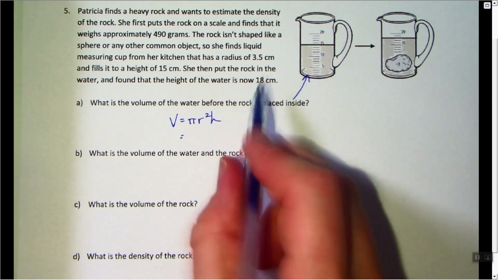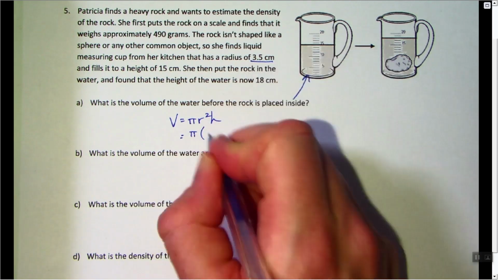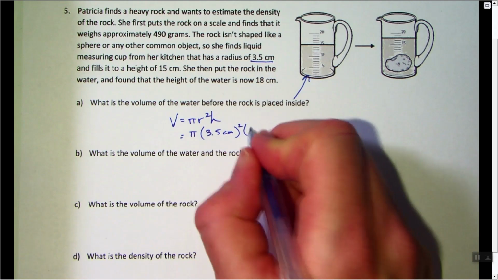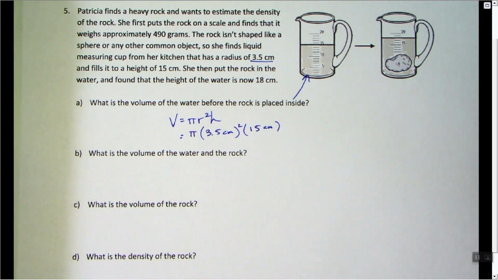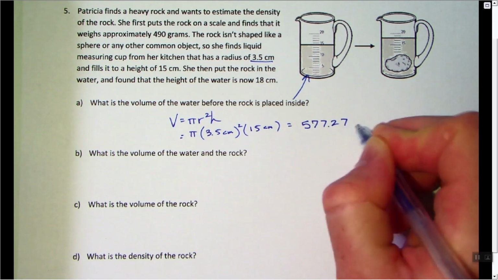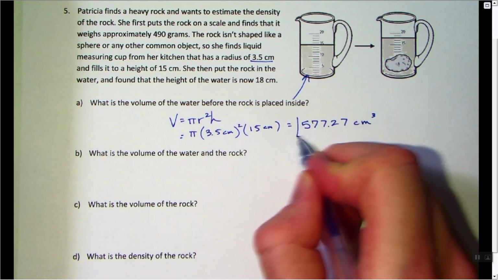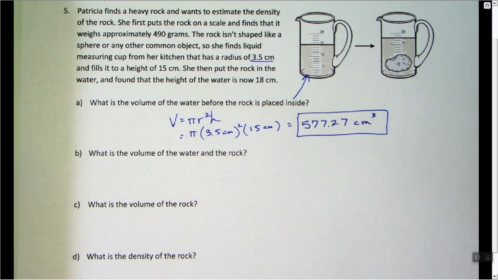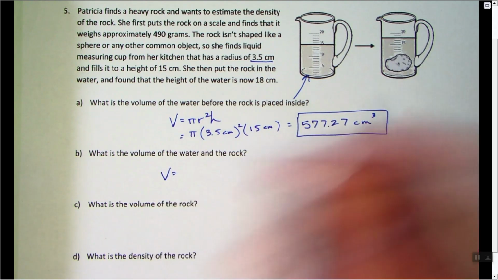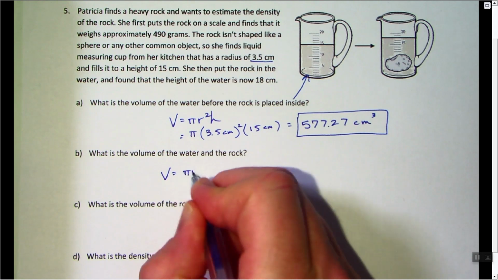Okay, they told us that the radius is 3.5 centimeters and currently has a height of 15 centimeters. Okay, I will just find the overall answer, not in terms of pi. Pi times 3.5 squared times 15 gives me a volume of 577.27 centimeters cubed. Okay, now she puts the rock in the water and it raises. Okay, and now the volume of the rock and the water is, again, still a cylinder. It's pi r squared h.